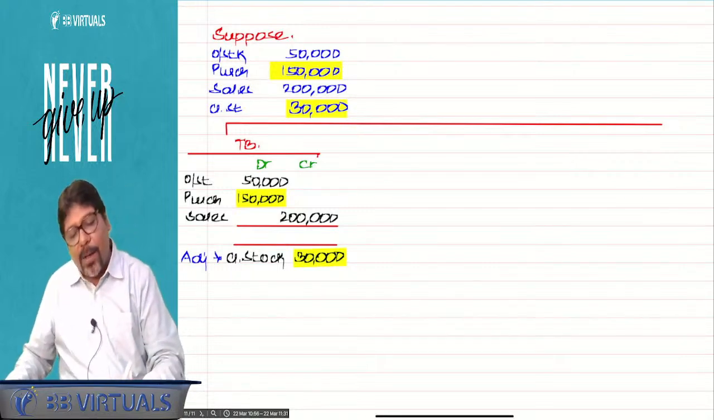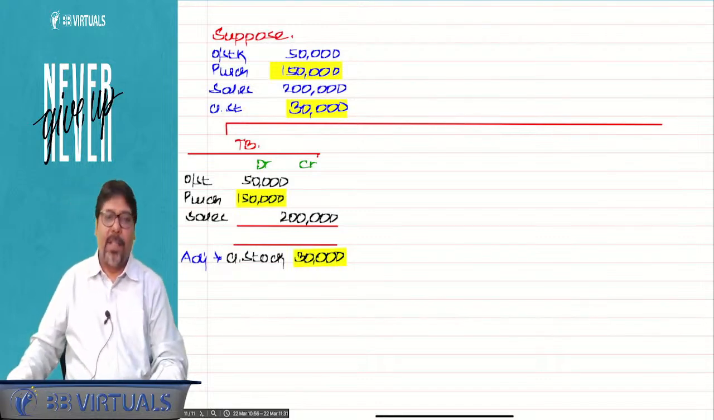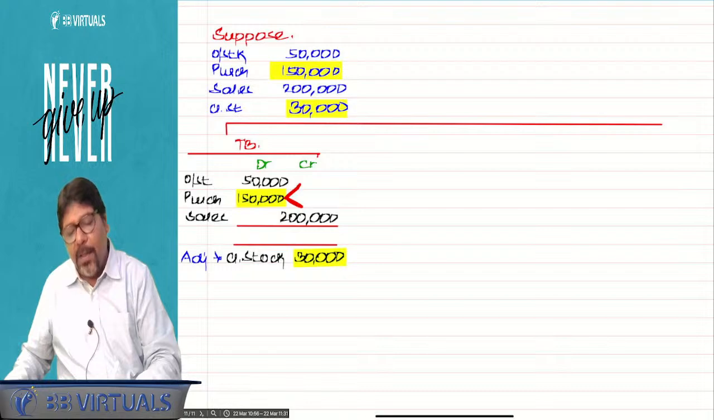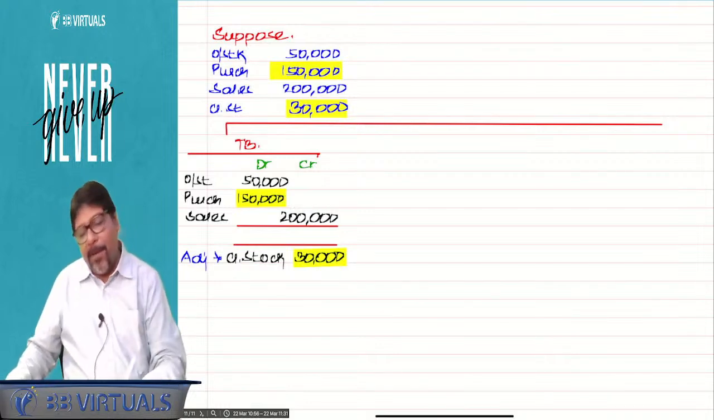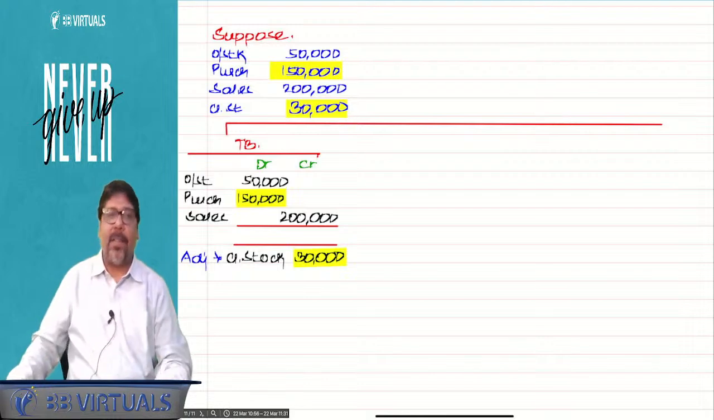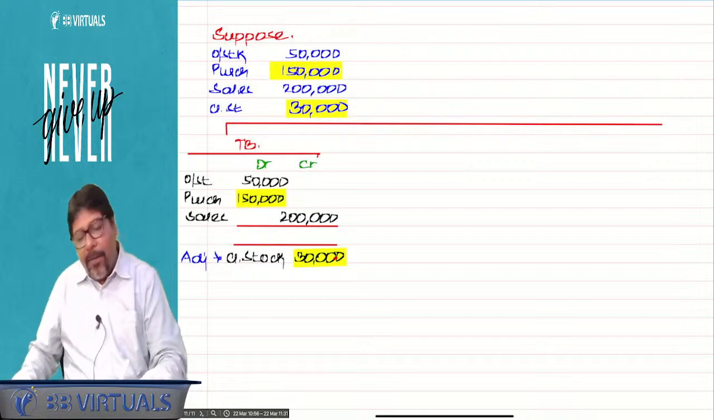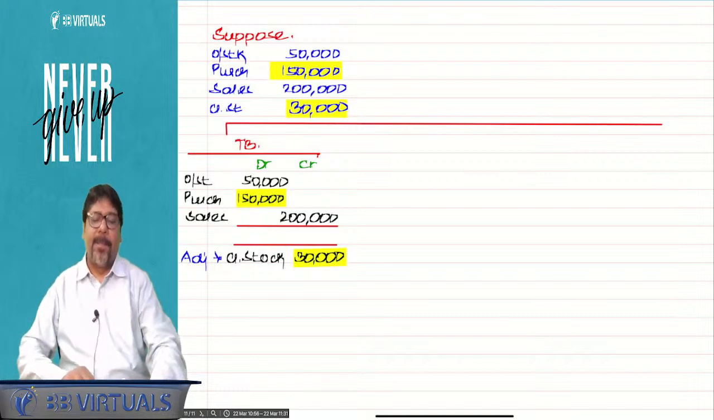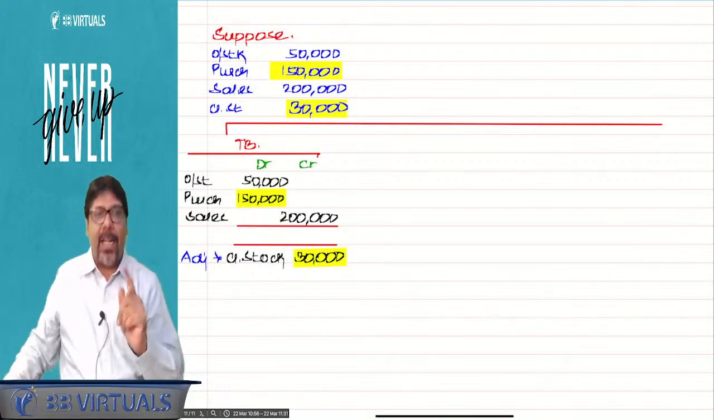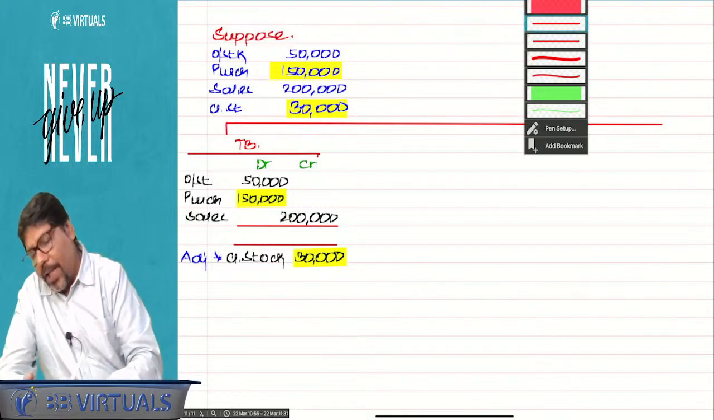Achha, out of this purchase of 150, 30 is unsold. So in this purchase, how much is the sold part, the expenditure part? 120. How much is the unsold part? 30. Can I say this 30 is already included in this purchase? Yes. This 30 is unsold from where? Purchase only. So if I write closing stock in trial balance, then closing stock will be accounted twice. Yes or no? Yes, sir.